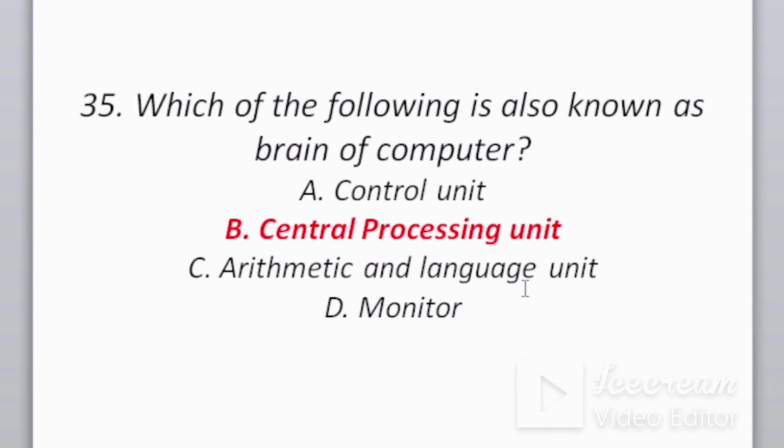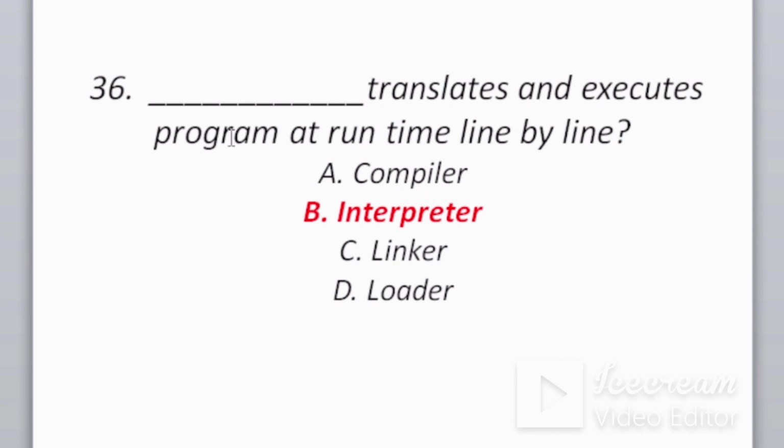35. Which of the following is also known as the brain of a computer? A. Control unit, B. Central processing unit, C. Arithmetic and logic unit, D. Monitor. The correct answer is central processing unit.